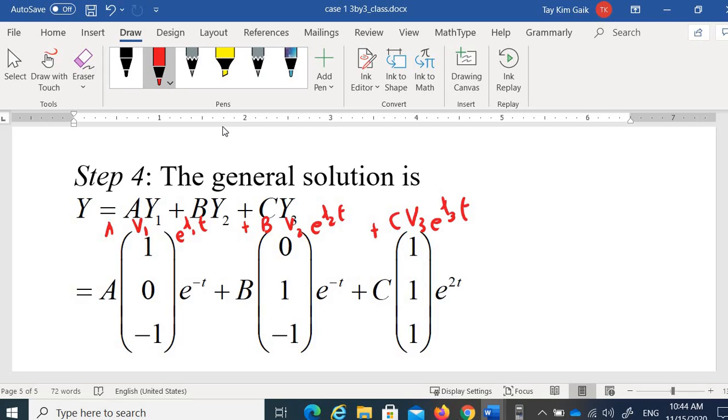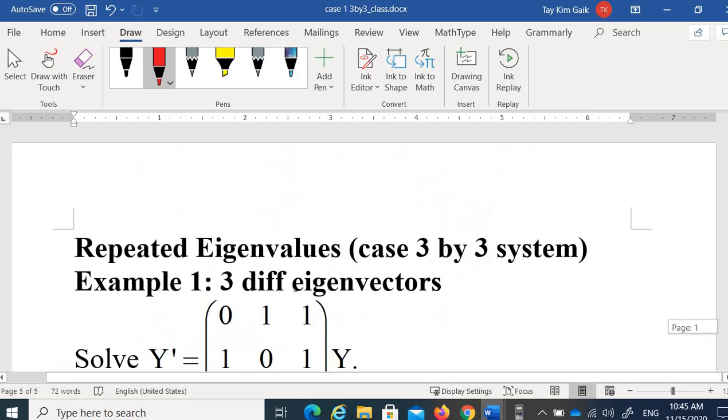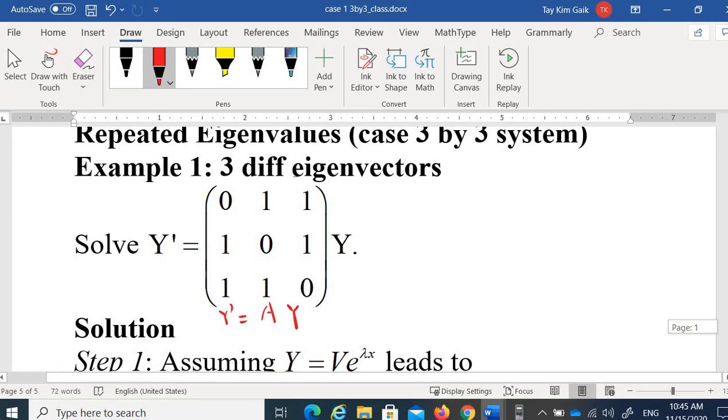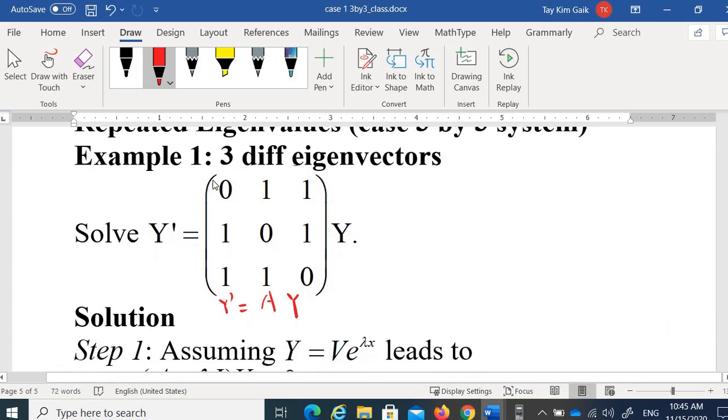Because y may be dependent on t or x, so look at the equation properly. Here, this is v1, this is v2, this is v3. Lambda 1 equals lambda 2 equals negative 1, lambda 3 equals 2. So this is a 3 by 3 system where we have two repeated eigenvalues, but 3 different eigenvectors.